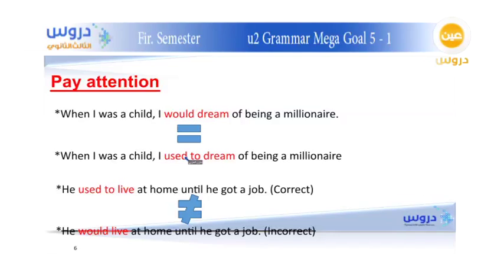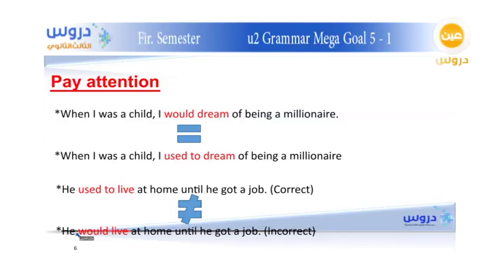So both would and used to, if you want to talk about something that happened in the past, have the same meaning and you can use any of them. Let's move on to the other example we have. He used to live at home until he got a job.